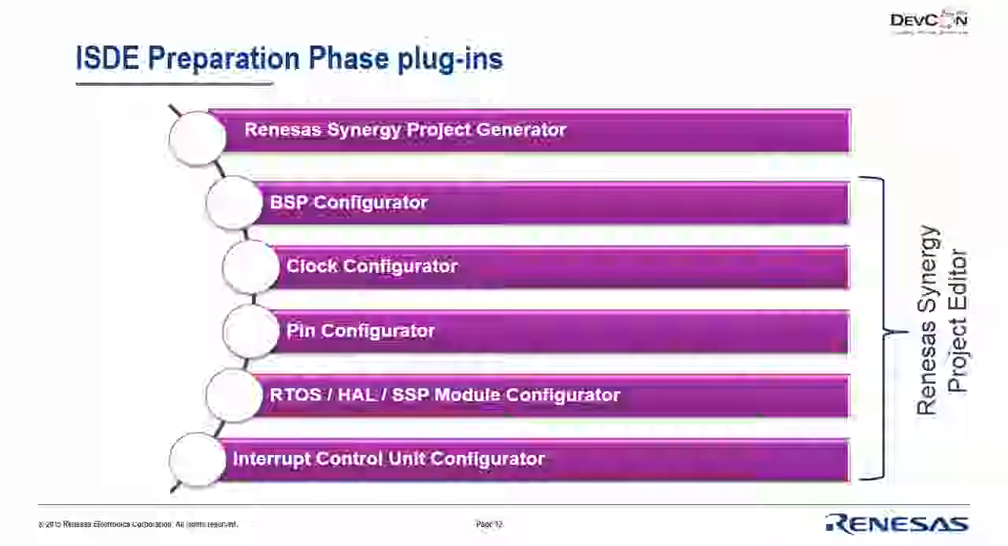Okay, so some of the preparation phase plugins that we're going to look at. The first one, like I mentioned, is the Synergy project generator. That gets you started with a new project. And then we have various configurators that help you configure your project once you've started it. So you can configure your BSP, board support package. You can configure the clock tree, the pins, as well as your RTOS or HAL or the SSP modules, the individual modules per se. I'll show you how that all works. And the last one is the interrupt control unit configurator, or ICU configurator, that helps you set up your interrupts.